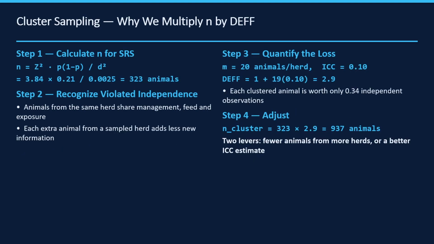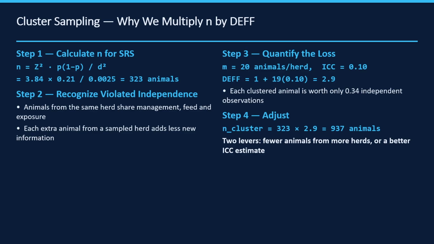Walk the whole clustering sampling calculation end to end because this is a classic exam problem. Step 1. Get your simple random sample size, z squared times p times 1 minus p over d squared, with z of 1.96, p of 0.3, and d of 0.05. That's 3.84 times 0.21 over 0.0025, 323 animals. Step 2, recognize that independence is violated because you're sampling 20 animals per herd.